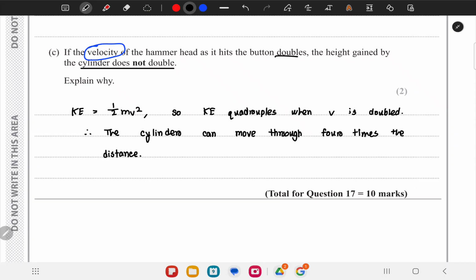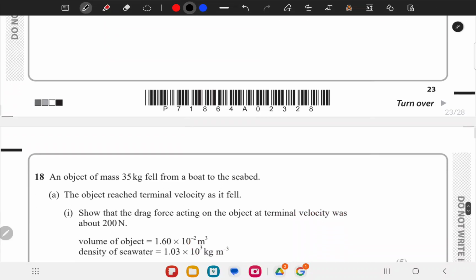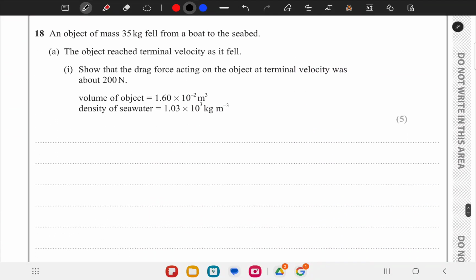The kinetic energy is half mv squared. So if I double the velocity, the kinetic energy will quadruple. So the cylinder can move 4 times the distance it moved before. Now moving on to the last question.